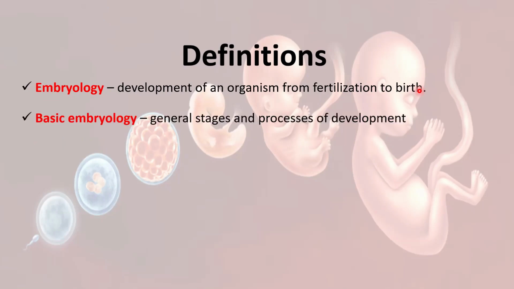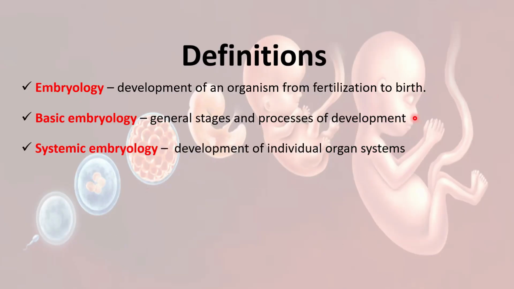Then remember we'll divide embryology into two: basic embryology and systemic embryology. For basic embryology, these are the general stages and processes of development of the embryo. So the general stages of fertilization, the general stages of implantation, those are known as basic embryology.